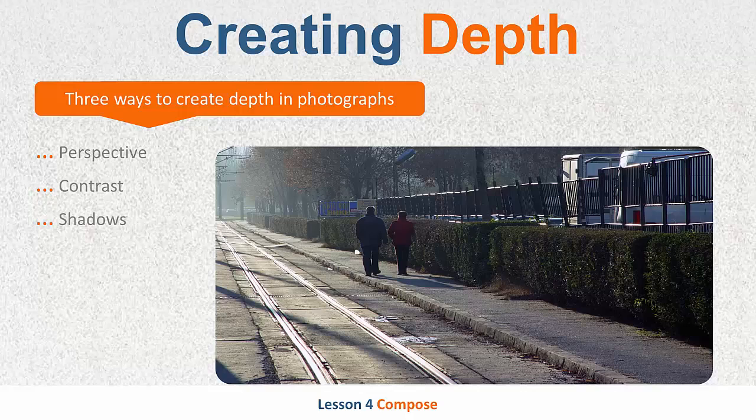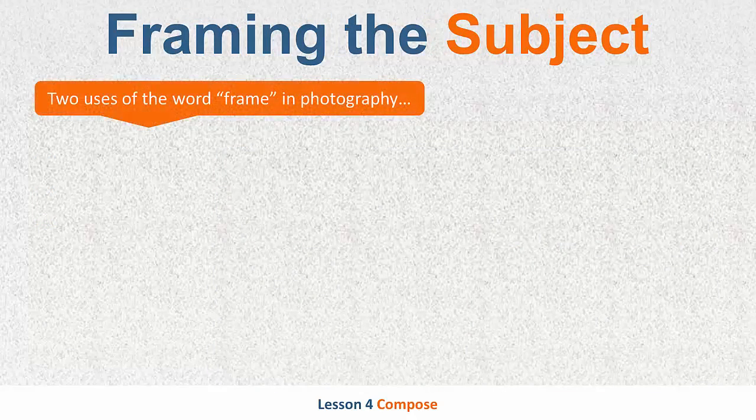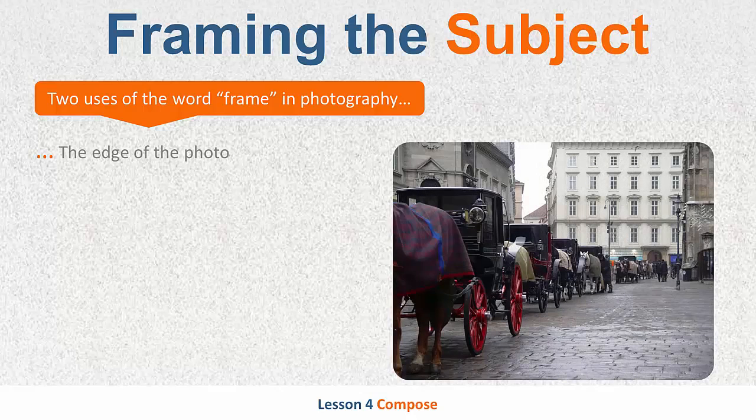Another technique in composing a photo is to use a visual element to frame the subject. There are two uses of the word frame in photography. The first use refers to the edge of the photo. The edges of the viewfinder define the vertical and horizontal limits of the photo. Photographers refer to visual elements as being in frame or out of frame. When we compose the photo, we attempt to get distracting visual elements out of frame by changing the viewpoint.